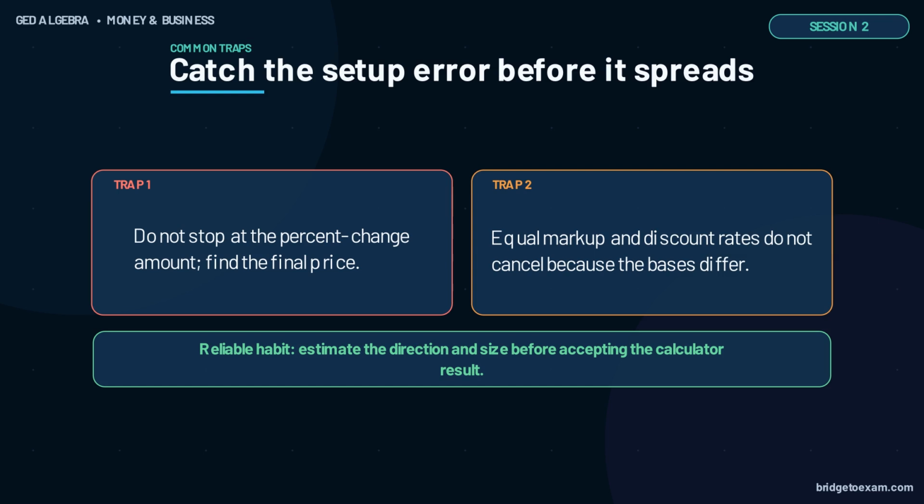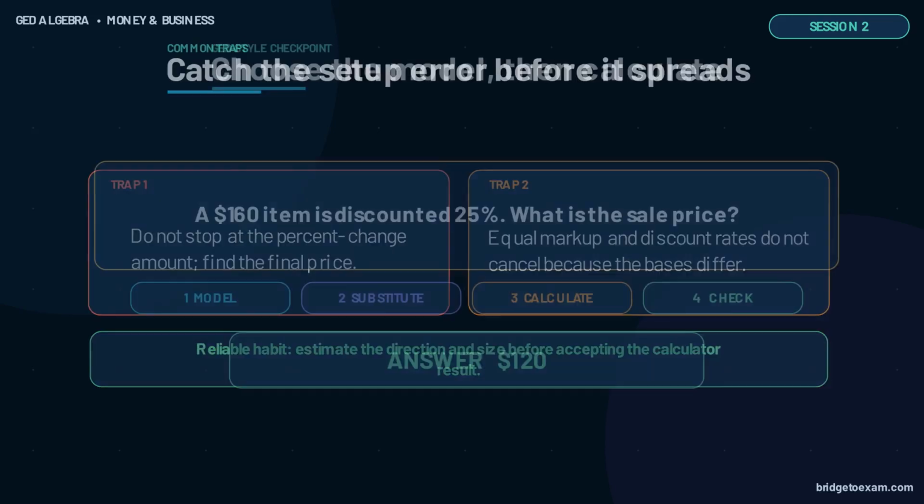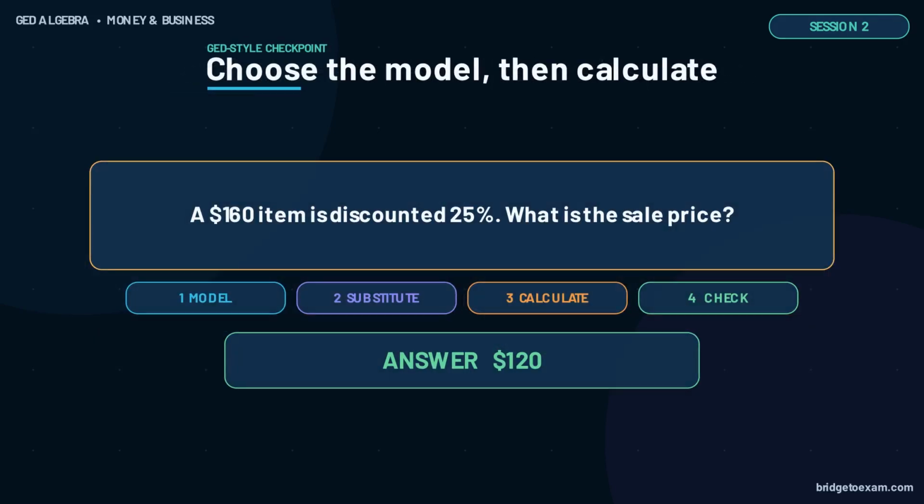GED-style checkpoint. A $160 item is discounted 25%. What is the sale price? Decide what model applies before calculating. Here is the solution. Keep 75% of the original price. 160 times 0.75 equals $120. Therefore, the answer is $120. Check that the units and direction agree with the story.